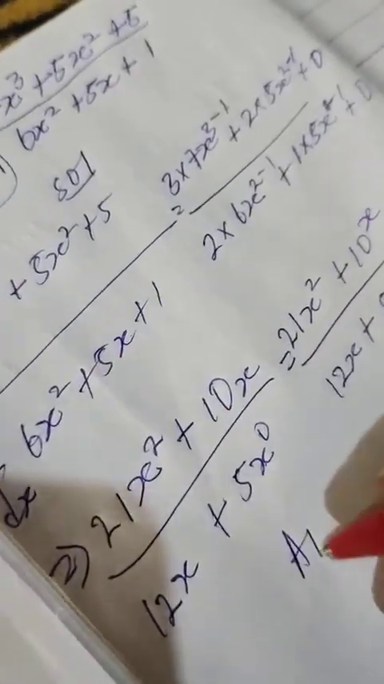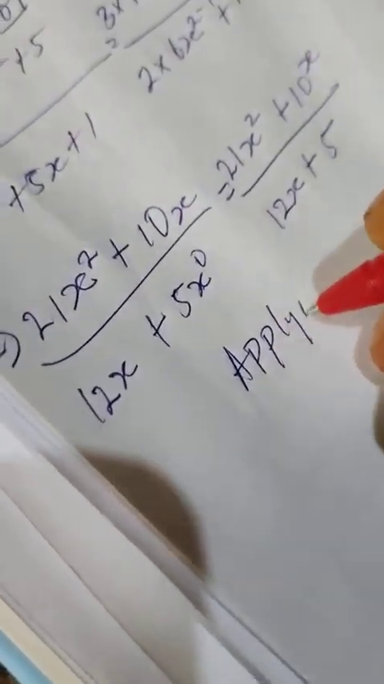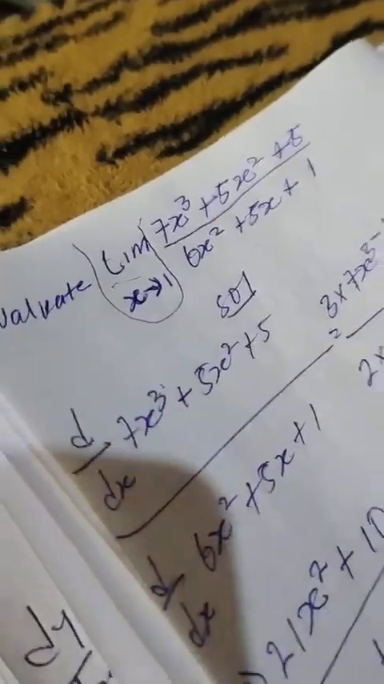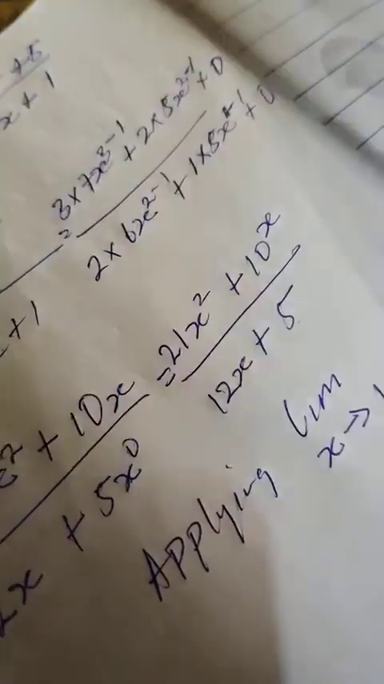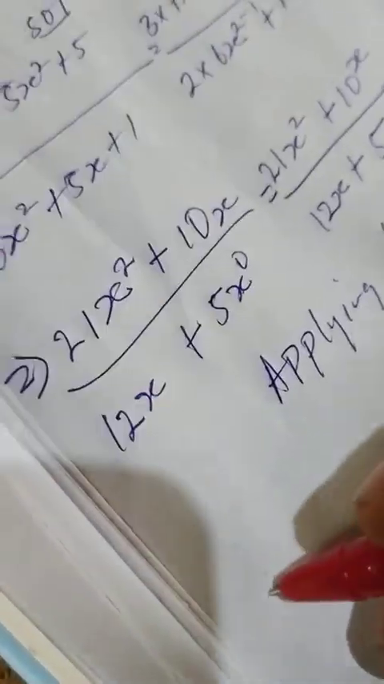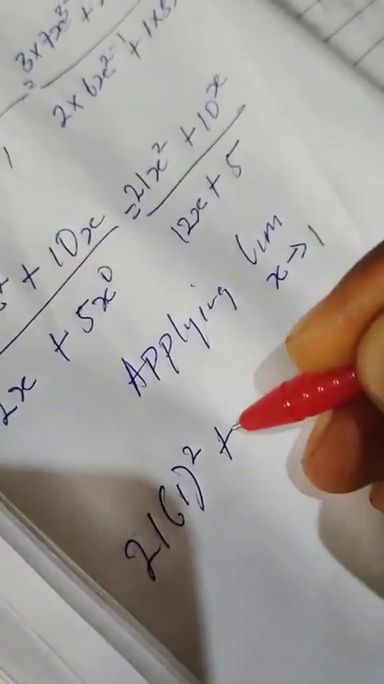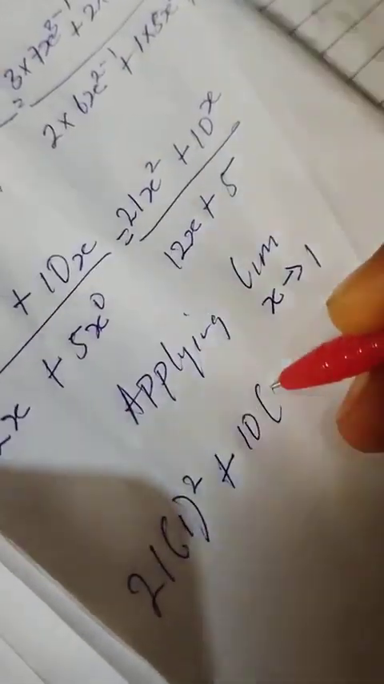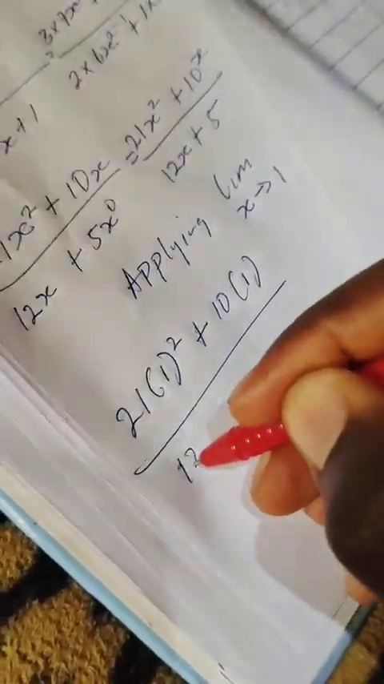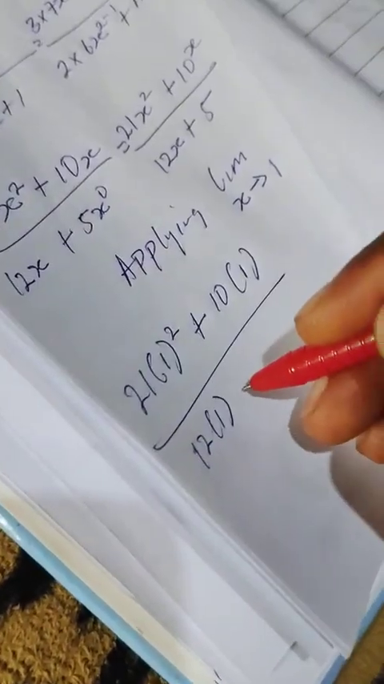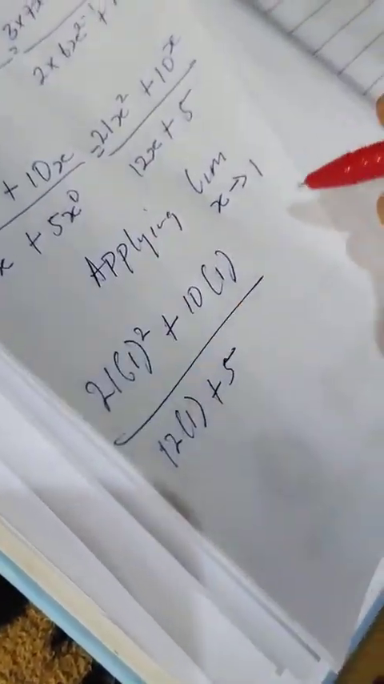Now we're going to start applying the limit. Don't forget x is equal to what? 1. That's the question. x is equal to 1. So anywhere I have x in this equation, I will simply put 1. If we do that, we're going to have 21 bracket x squared plus 10 bracket 1 all over 12 bracket 1 plus 5.